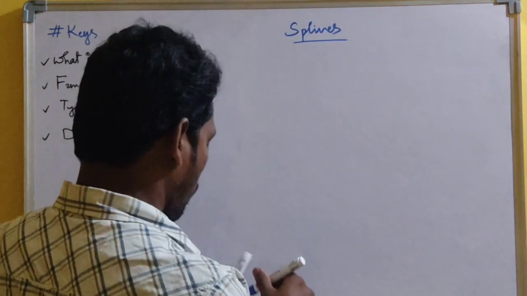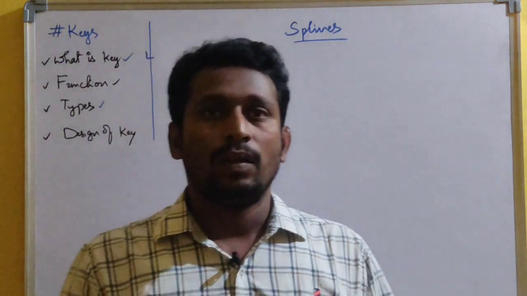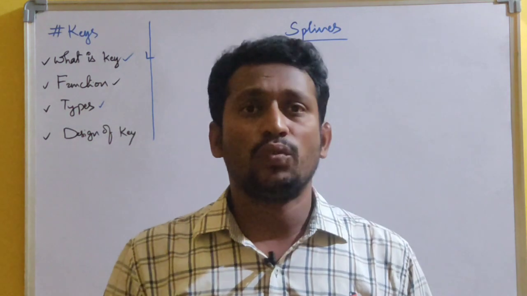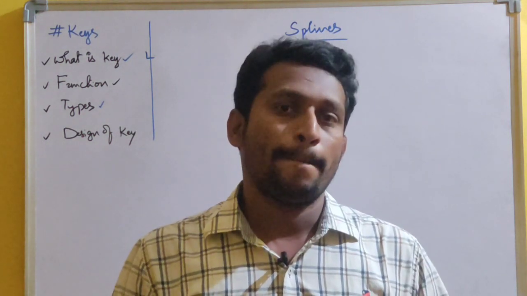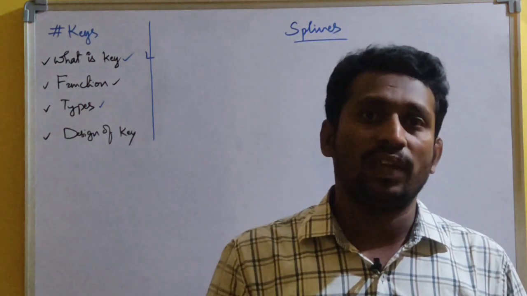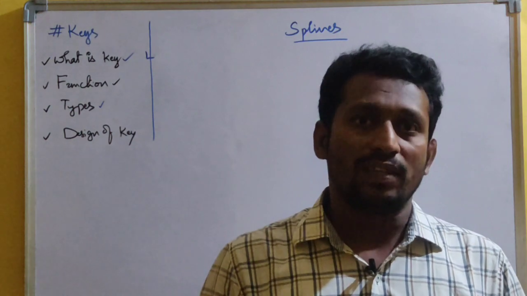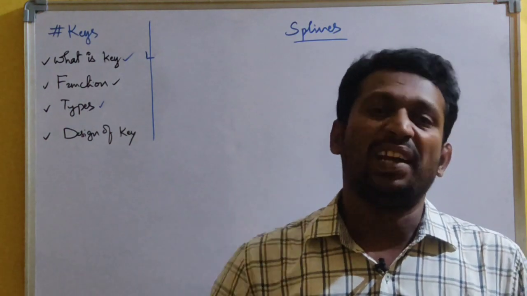Splines. Up to now we have seen many kinds of keys. There we have used only a single key. Whenever we have to use many keys integral with the solid shaft, that kind of assembly can be called a spline shaft.